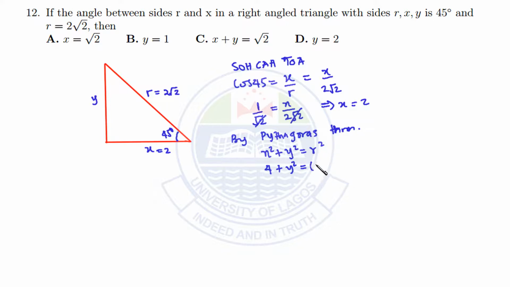So what's my R squared? I have 2 square root of 2, squared. That gives me 4 times 2, which gives me 8. If I collect like terms, I have Y squared equal to 8 minus 4, which means Y squared is equal to 4. If I take the square root of both sides, I have my Y to be 2. So the correct option here is D.